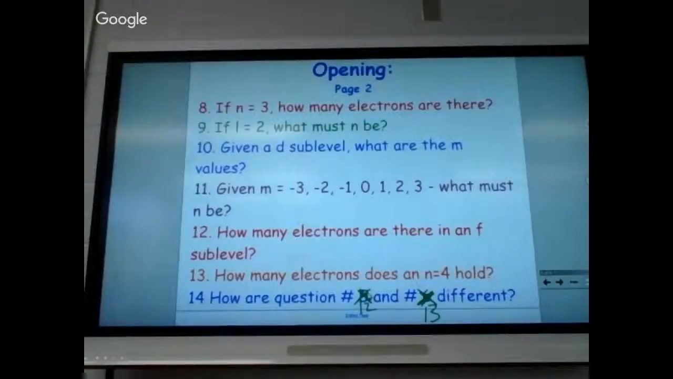Which one? Number 9. What have we learned about that? If L equals 2, what sub-level are we talking about? D. So D is the third sub-level. S is 1, P is 2, D is 3. To have a third sub-level, you have to have an energy level that has 3. Remember the number of energy levels, the number of sub-levels? It's 3 because you got 3 sub-levels.